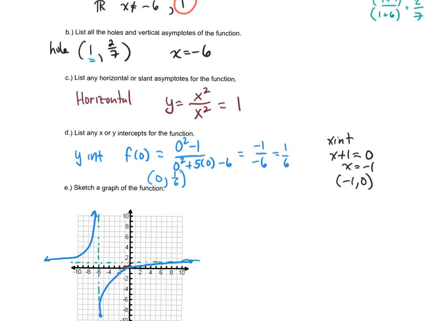Of course, you can always sketch this on Desmos. Make sure all these things work. So obviously I wouldn't do too many problems on this without using your graphing calculator. The only thing I might add to my graph is my hole is at 1, 2/7, so I should probably put a hole there. So I should probably put an open circle there. But besides that, pretty good idea of what our graph looks like.